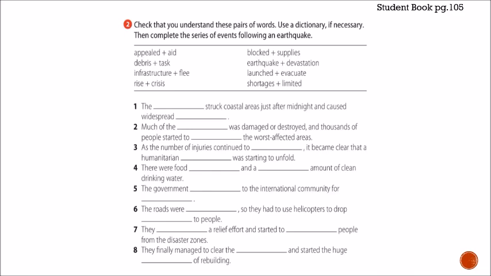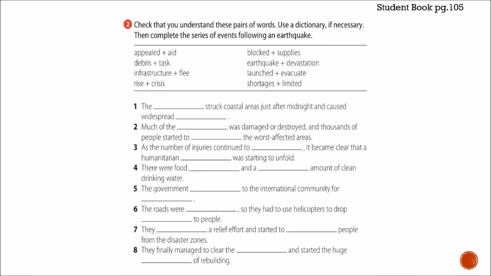Then we have task, we have infrastructure, we have flee. Flee is to get away, to go away. Then we have rise, crisis, blocked, supplies, earthquake, devastation, launched, evacuate, shortages, and limited. Okay, so let's go ahead and read the sentences, guys. Hopefully there are no questions. If you have any questions, go to a dictionary to go over the meaning of the words, okay?